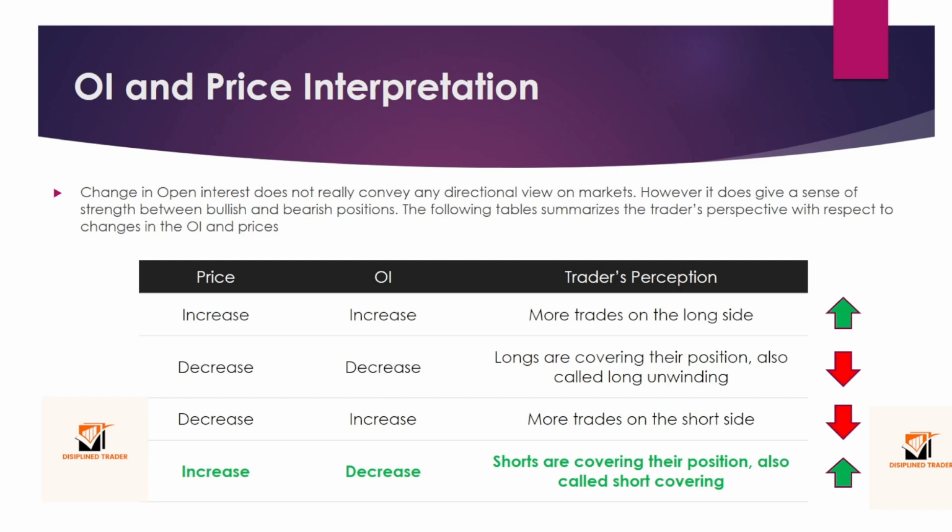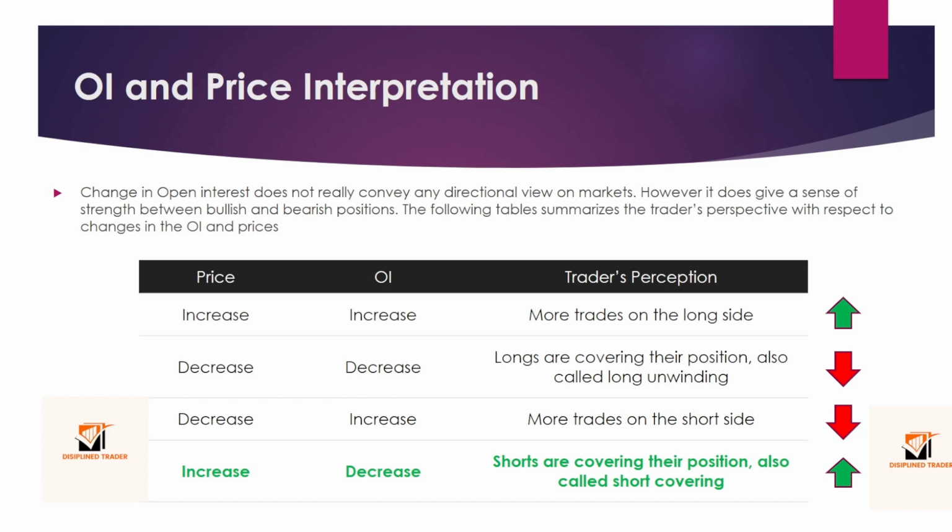When price decreases and the OI decreases, it means the sellers are showing more strength in the market and the longs are getting squared off. So it is a call unwinding. It is a sentiment for a bearish move.